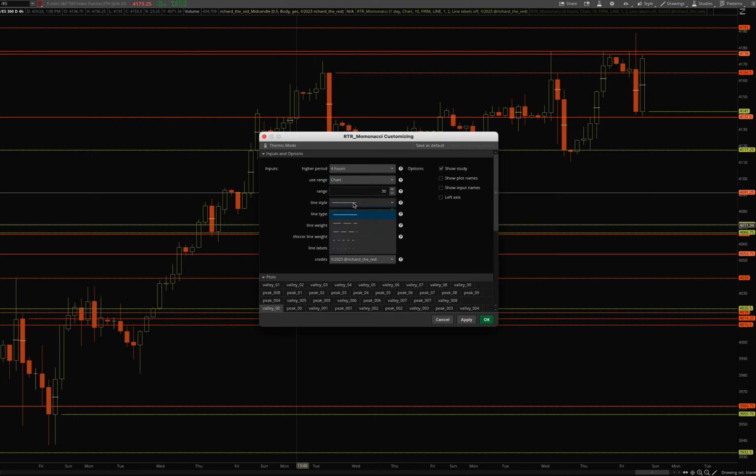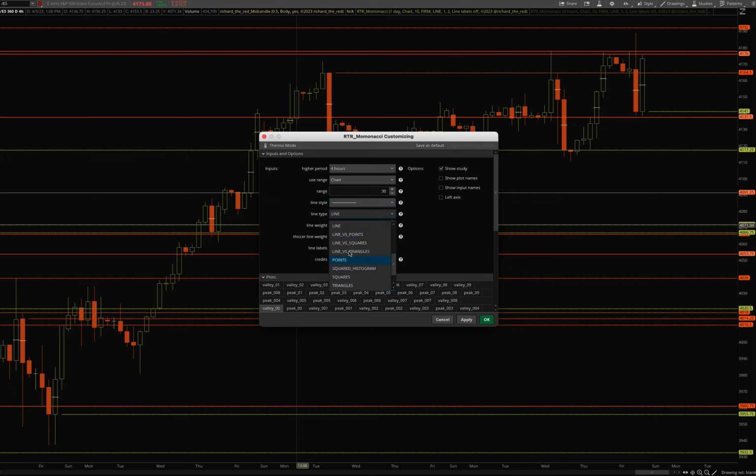Again, with a lot of my studies, you can pick a different line style to differentiate between having multiple studies on a chart. Like this has 4 hours and a day on it. I also like 2 hours on a 30-minute chart. I've got a 2-hour as well as the 4-hour, and you can change the line style to fit that.